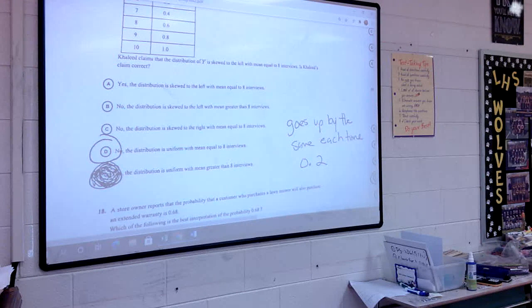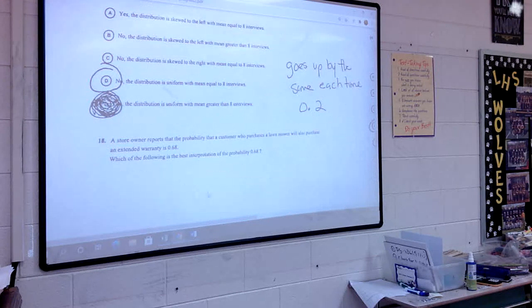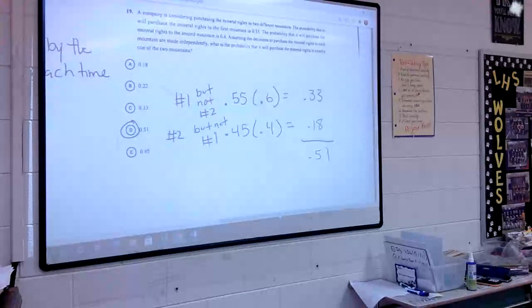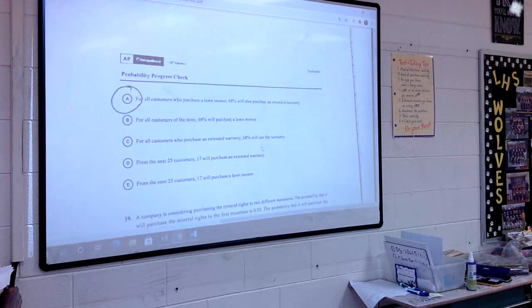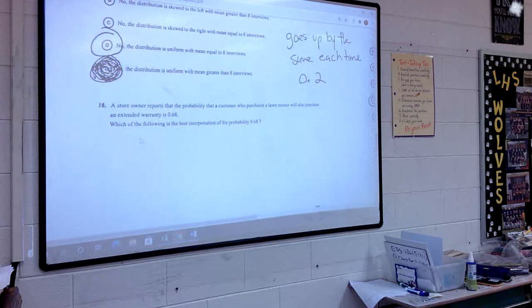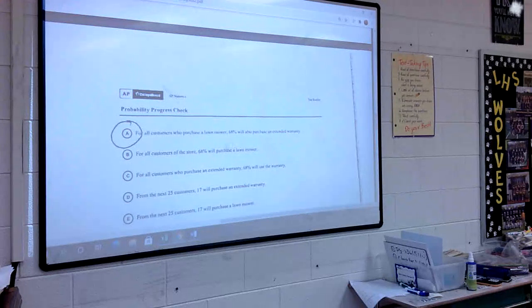All right, 18. This is the easiest one, which is the best interpretation of 0.68. For all customers who purchase a lawnmower, 68% will also purchase an extended warranty. That's what the problem said. The problem said down here, a store owner reports the probability that a customer who purchases a lawnmower will also purchase an extended warranty is 0.68. The best interpretation of that is for all customers who purchase a lawnmower, 68% will also purchase an extended warranty. That's what we think.